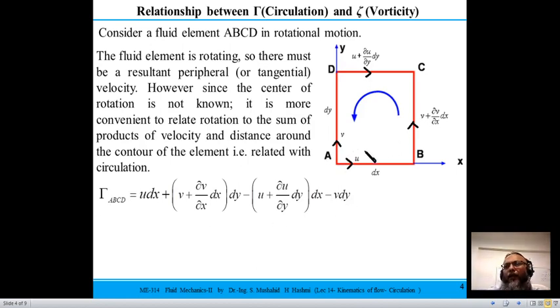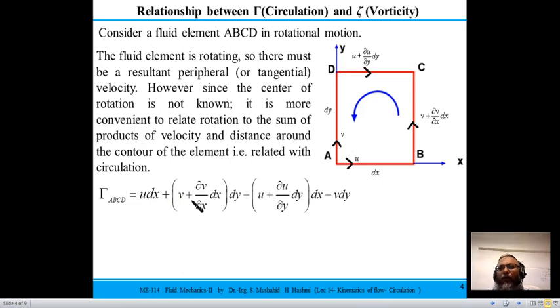Circulation is nothing but, over a closed contour, just take the product of the velocity times the distances and take the sum. You are going to get the quantity given the name circulation. So for the element ABCD, we have calculated the circulation. Okay, now we can simplify things.